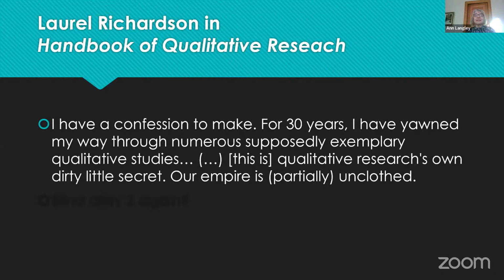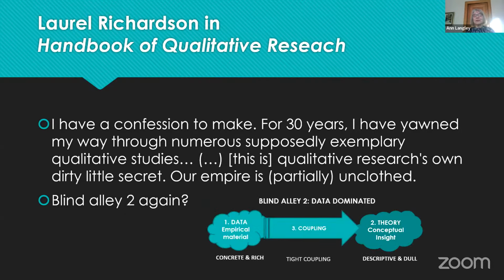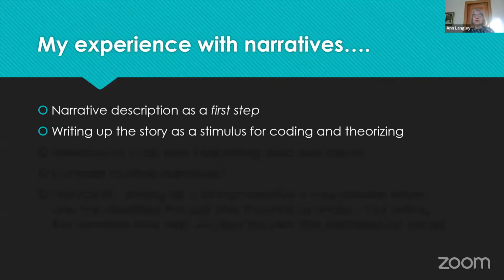And the reason is that it's just descriptive sometimes. And so it's Blind Alley 2 again, where you have so closely captured your empirical data that we can't see the déjà vu, we can't see the plot within it. And so this is the problem of narrative. But at the same time, there's almost no qualitative study where you don't at some point draw on narrative. So what are some of the other ways to draw on narrative?